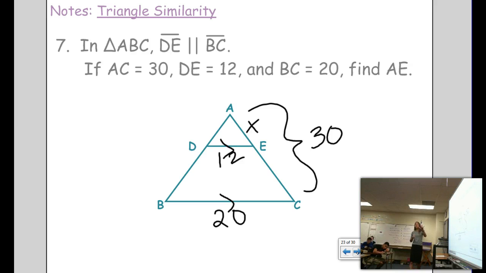No. You're thinking mid-segment, which is what we learned yesterday. But today, DE is not a mid-segment. It's just a segment. It's not in the middle. So be careful. That's very good. If that problem had been on yesterday's worksheet, you would have put 15. So that little itty bitty triangle on the top is its own triangle then? It's its own triangle, yeah.